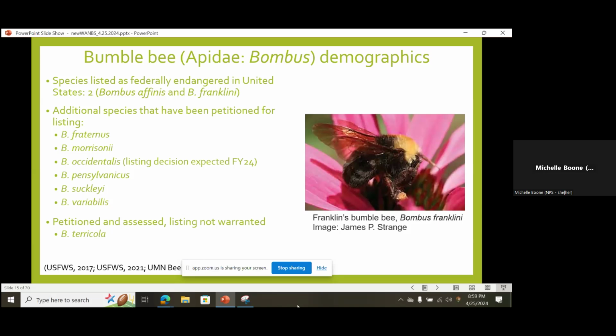And that one was petitioned back in 2015, and just to give you an idea of how long these things take, the listing decision is expected in 2024. It was actually originally expected in 2023, so it's even been pushed back. And then there's one species that has been petitioned. It was assessed. It went through that process, but the Fish and Wildlife Service determined that listing wasn't warranted, and that's Bombus terricola.